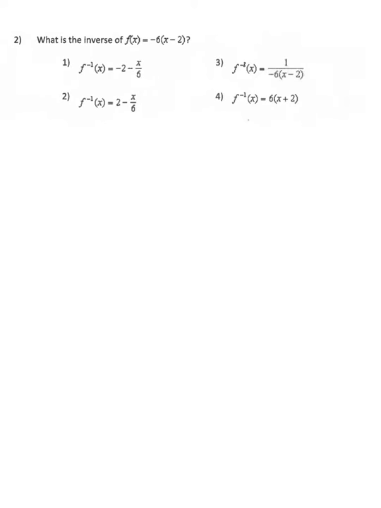Okay, number 2. Now if you notice, this one gives us an f of x. You can just take that f of x and replace it with a y. So we would have y equals -6 times (x minus 2). Now what we want to do is find the inverse. We want to switch this y to an x, and switch this x to a y. All right, so we'll have x equals -6 times (y minus 2).